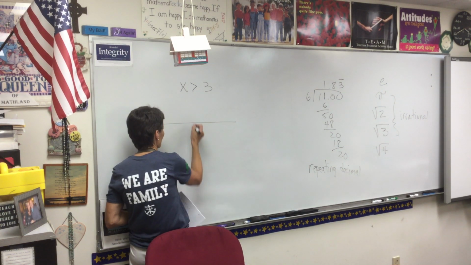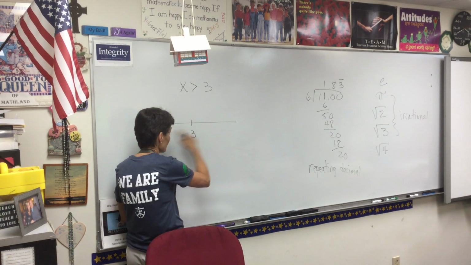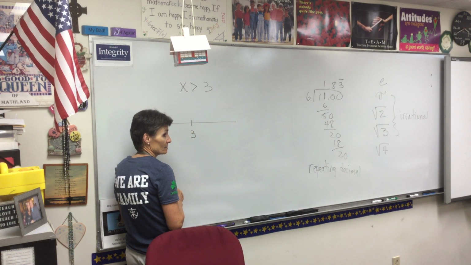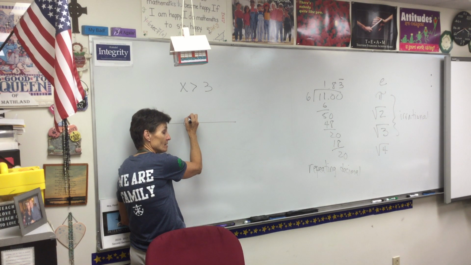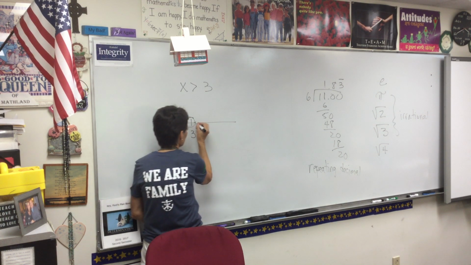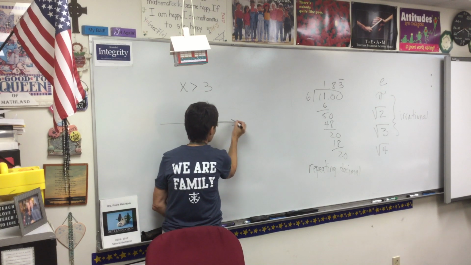And you all know that what that means is, on your number line, we're going to put an open circle at 3, and we're going to shade this way.